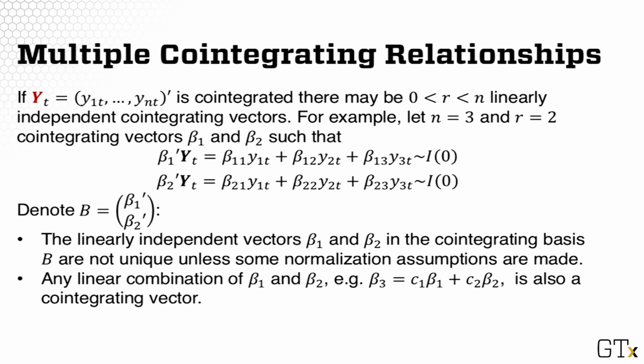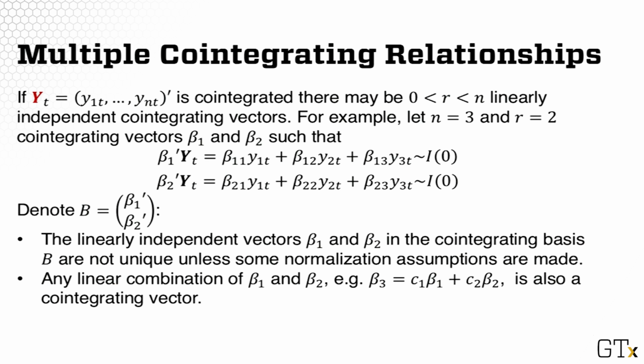For an n-dimensional multivariate time series, we can identify up to n-1 such cointegration relationships. For example, if we consider a trivariate time series with n equal to 3, there may be two different cointegrating vectors, beta 1 and beta 2, such that the linear combinations using these vectors result in stationary time series. These two vectors are linearly independent, otherwise they will lead to the same cointegrated relationship. The matrix B, with each row corresponding to one cointegrating vector, is called the cointegrating basis.